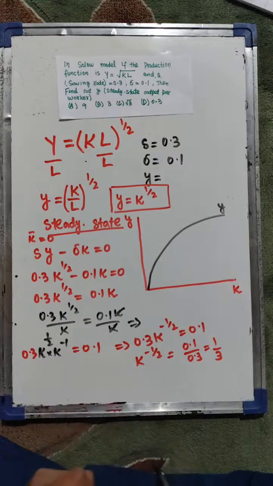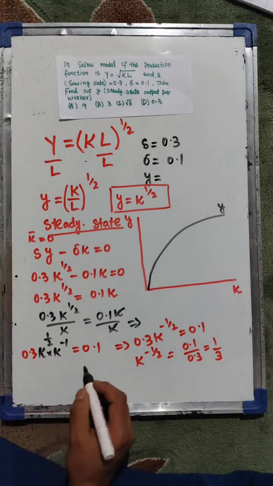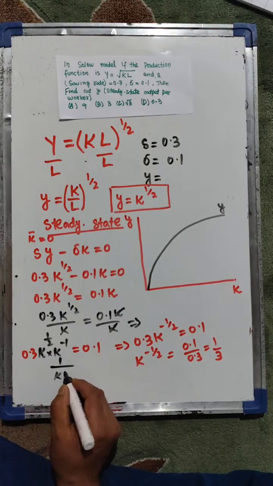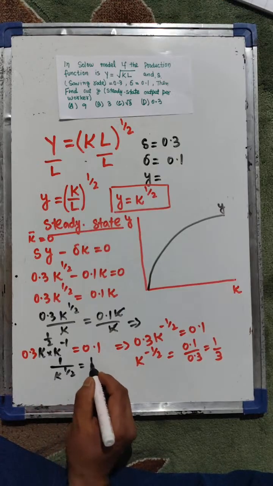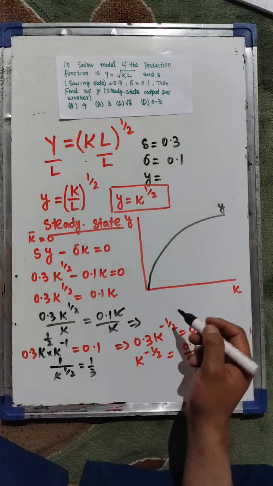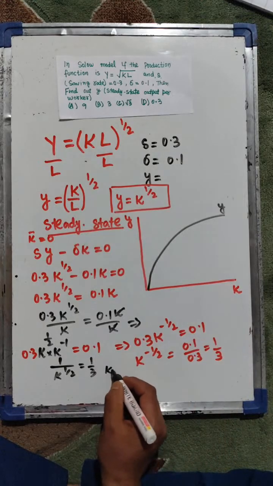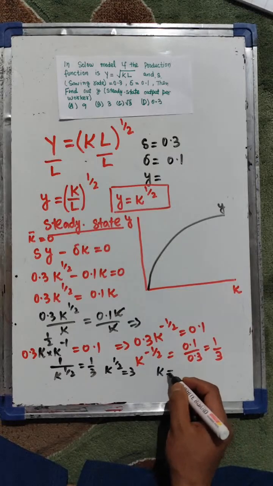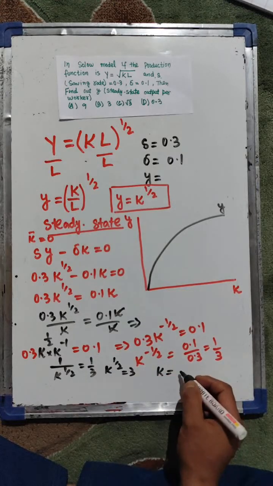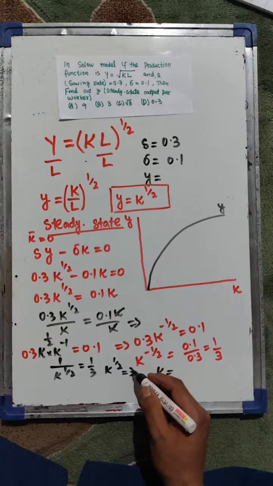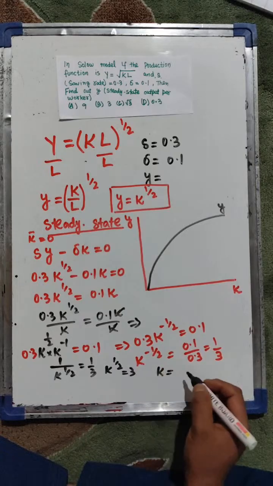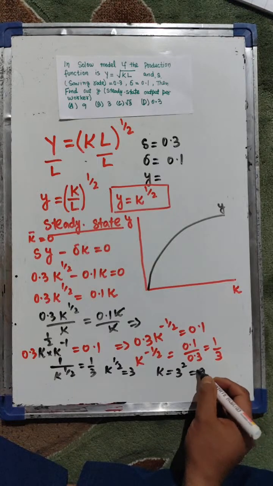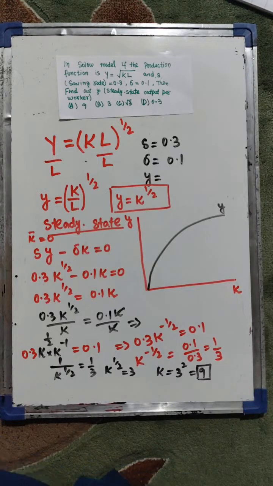That means 1 divided by k raised power 1 upon 2 is equal to 1 upon 3. Reciprocating both sides, we get k raised power 1 upon 2 is equal to 3, or k will be equal to, taking the exponent 1 upon 2 to the other side in reciprocal manner, 3 squared, which is equal to 9. That means capital per worker will be equal to 9.